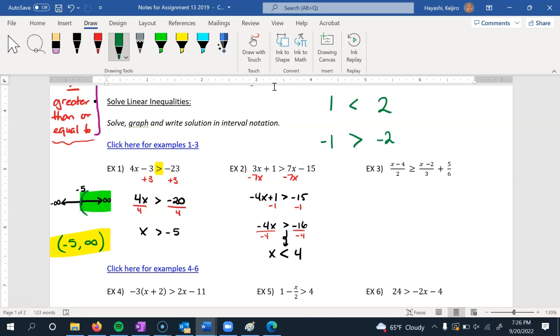We have to do that whenever we multiply or divide by a negative number because making the numbers into the negative versions of themselves flips their relative positions. Whereas 1 and 2 have this sort of relationship, 1 is here, 2 is here, negative 1 and negative 2 have the opposite relationship. Negative 1 is here, negative 2 is here. So that's just whenever you use a negative number as part of an operation.